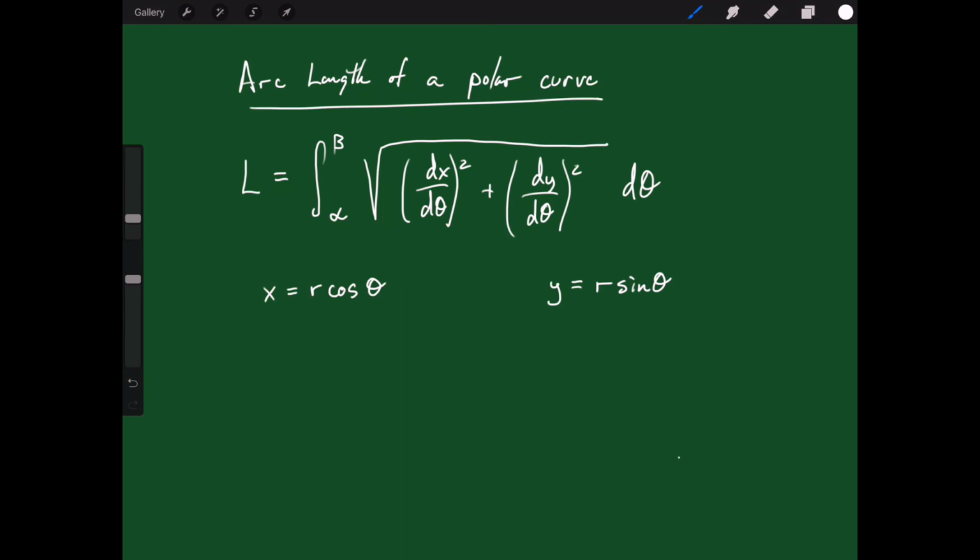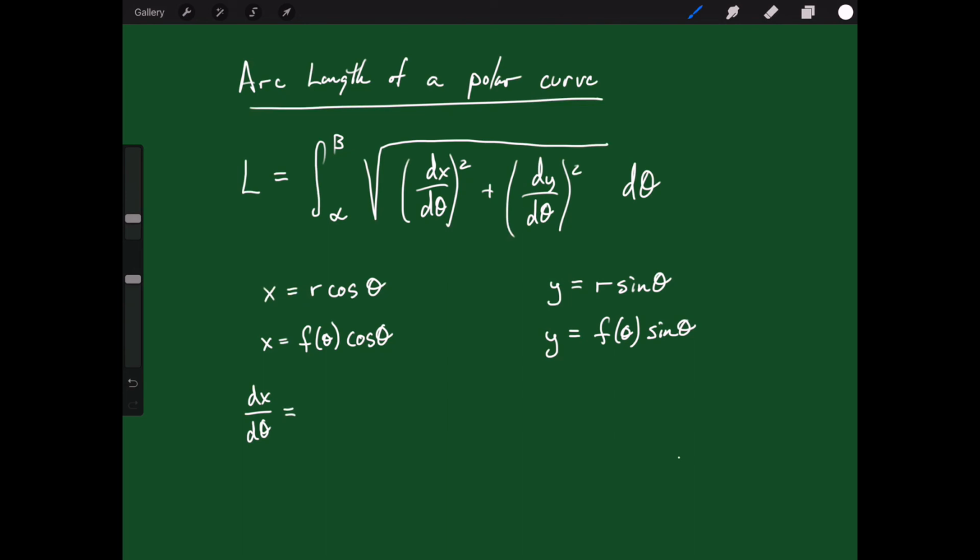Now, r may not be the best in this situation because typically r is a function of theta. So I could write x as f of theta cosine theta, and I could write y as f of theta, just some function of theta, times sine of theta, because I know that r really is standing for some function of theta.